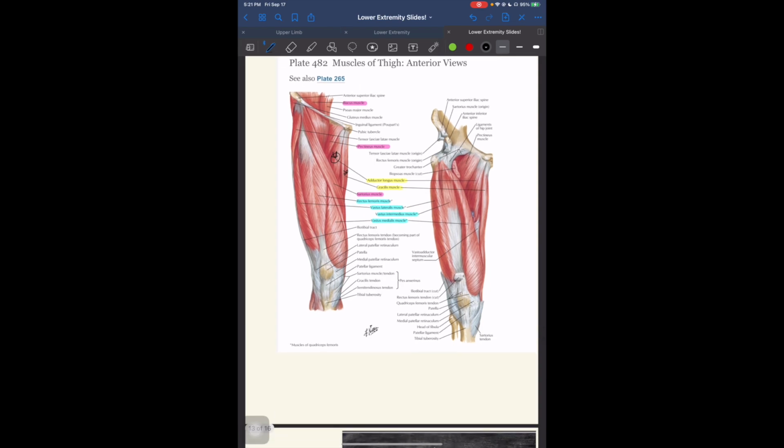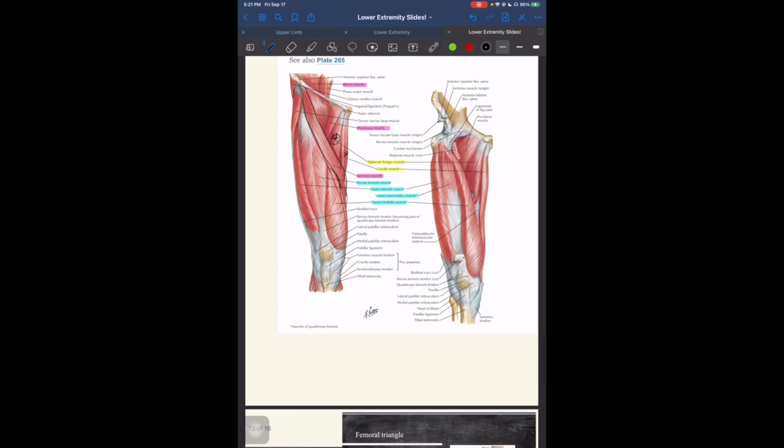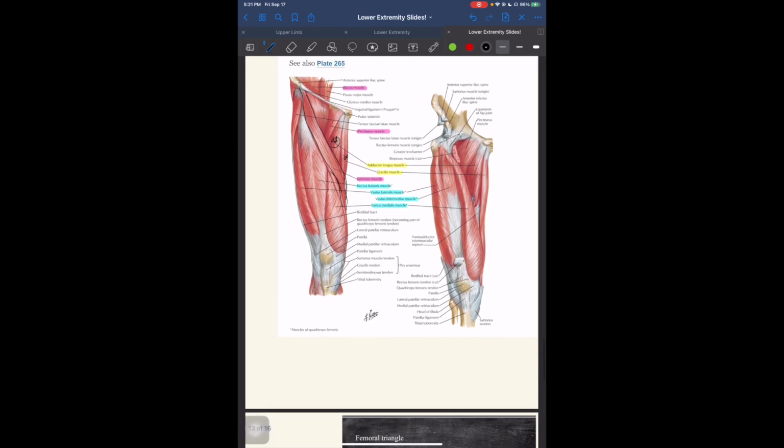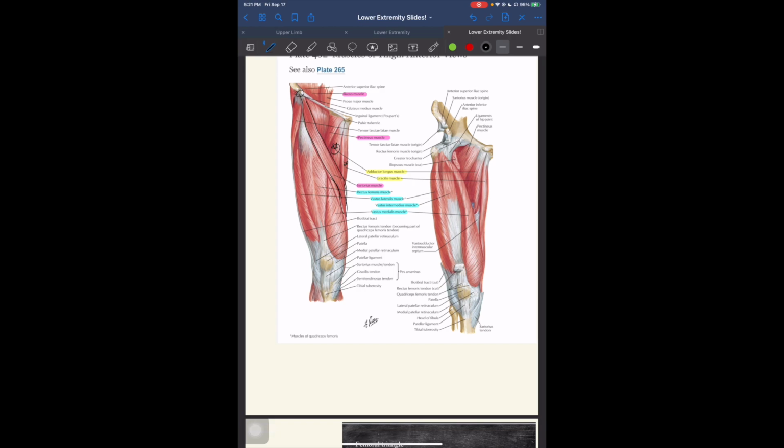Sartorius, this lovely seatbelt, the longest muscle in the body, running across. I kind of talked about him before. This superolateral to the inferomedial. Okay, he's going to go all the way here. And sartorius is going to contribute to pes anserinus, which means goose's foot, and it's these like 3 tendons inserting on the lateral aspect of the knee. Sorry, medial aspect of the knee.